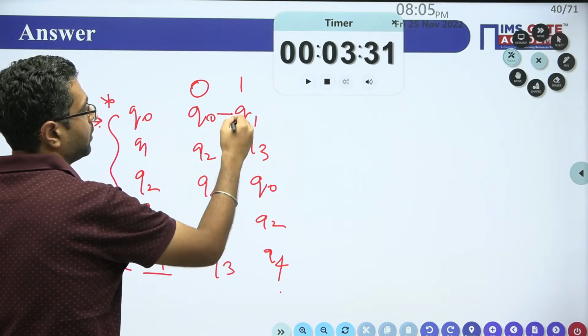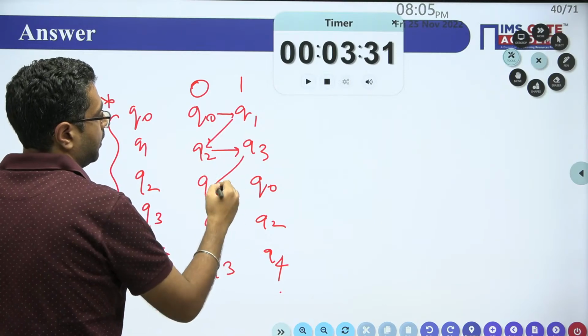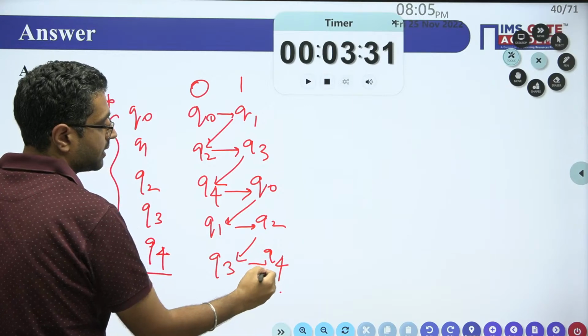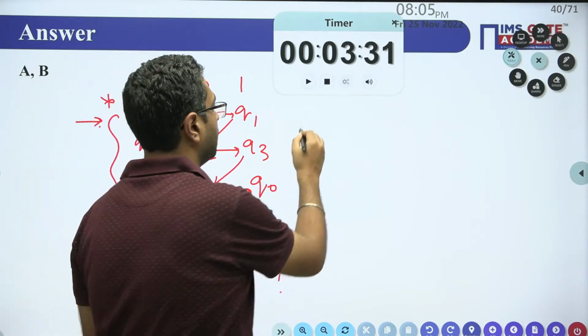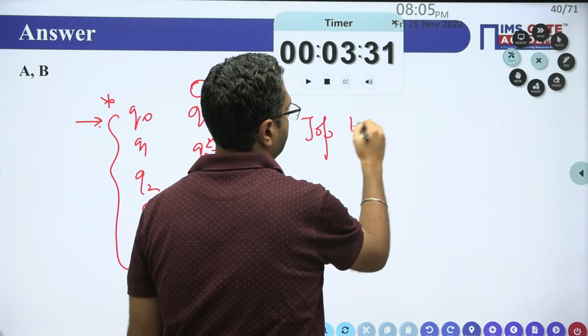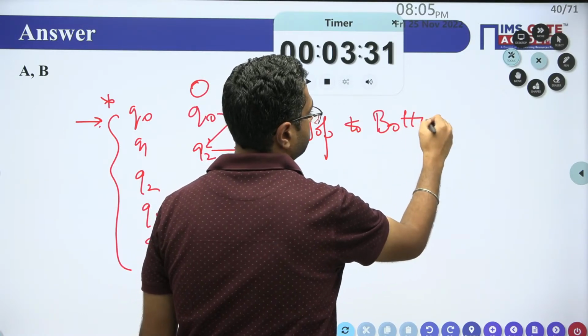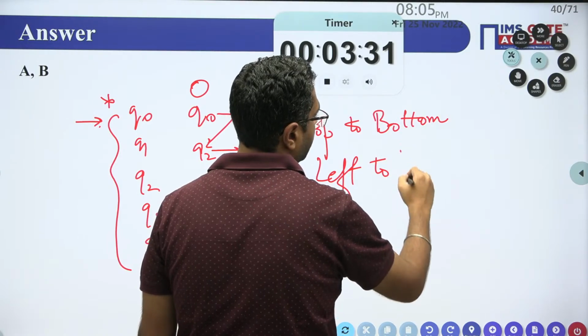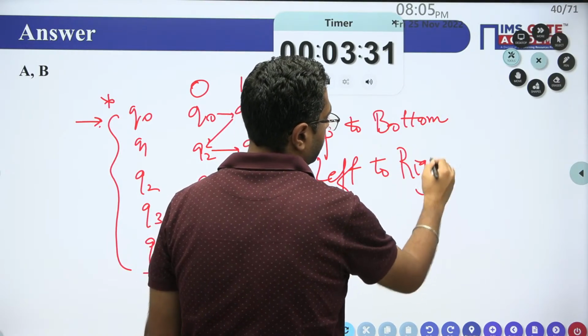So how do we do that? You go in a zigzag manner. You complete one cycle, you start another cycle. So this is how you have to fill it. Top to bottom, left to right. You can simply get it and you can solve this question within a minute if you use this short trick.